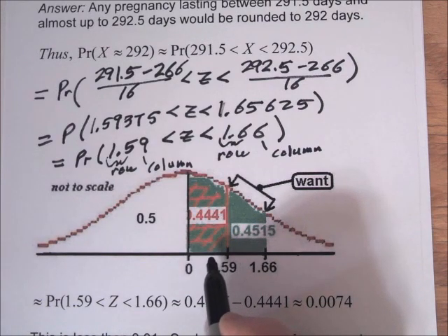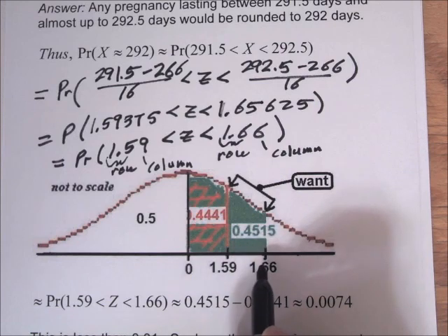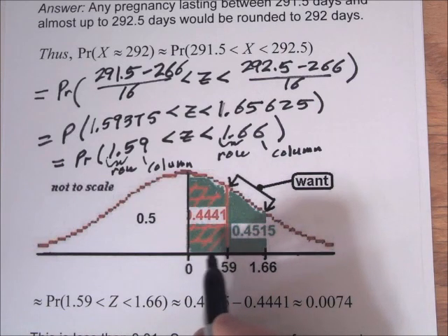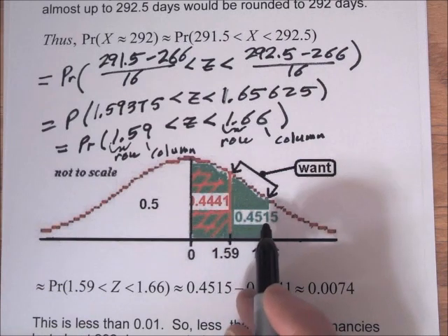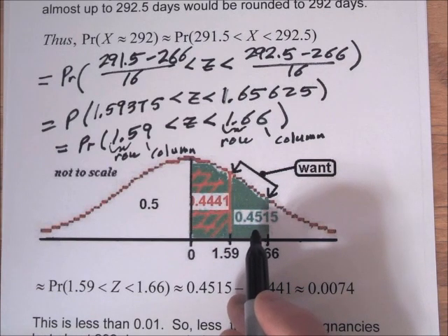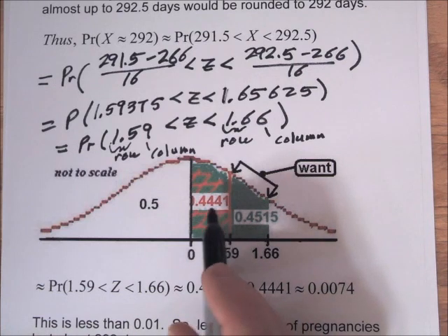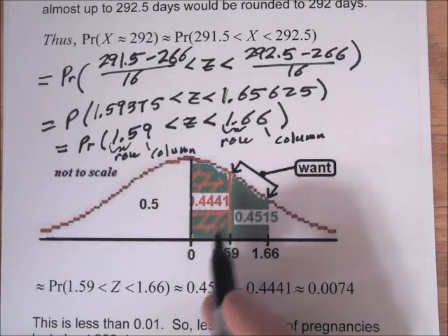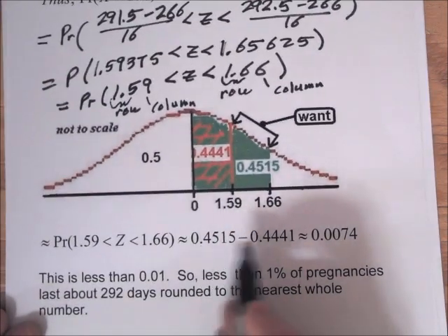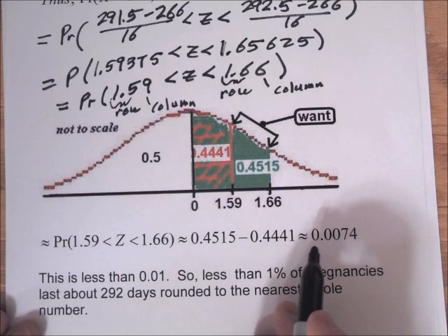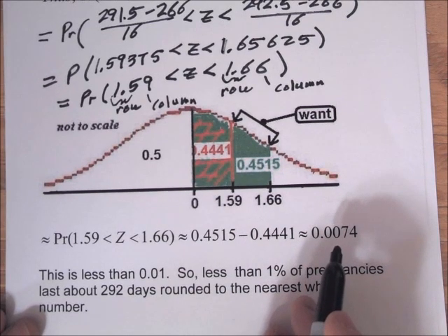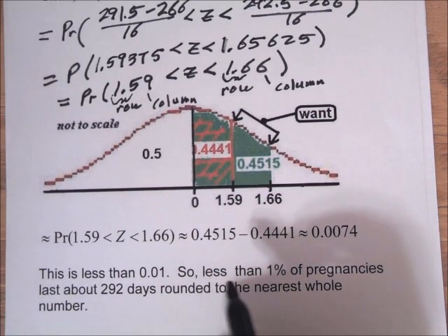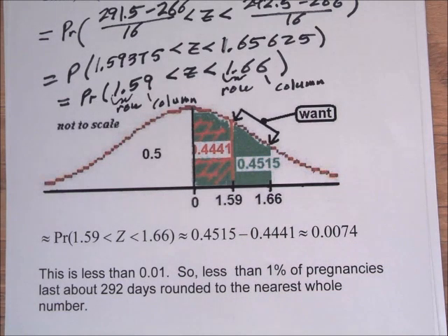So the first z-score is more area than we want. We want just the z-scores between 1.59 and 1.66. So if you just use the 0.4515, that's more than what we want. What we have to subtract off is the probability of the z is between 0 and 1.59. So you want to subtract off those two z-scores. We get approximately 0.0074, which is less than 0.01. So it's less than 1% of the pregnancies last 292 days rounded to the nearest whole number.